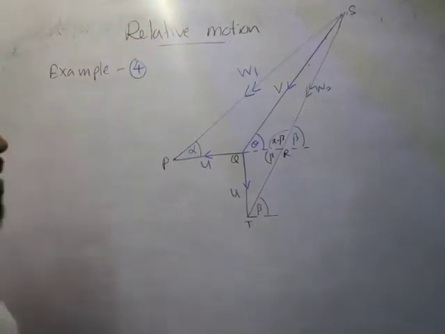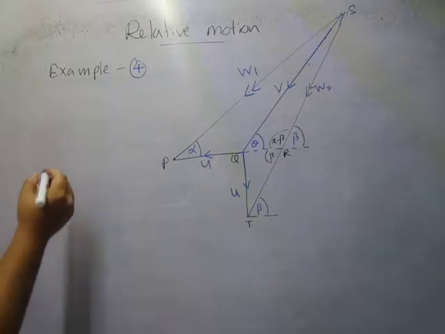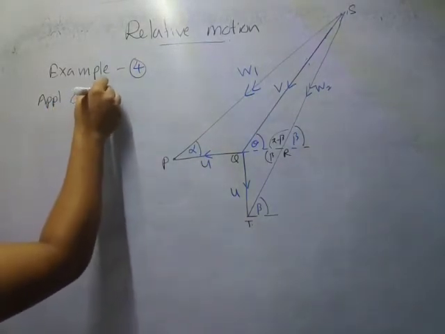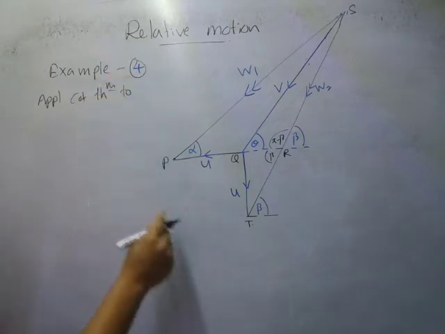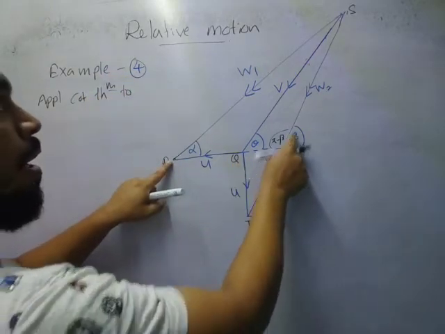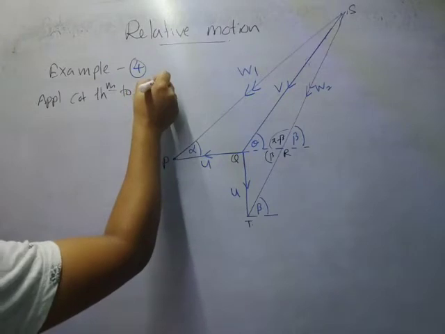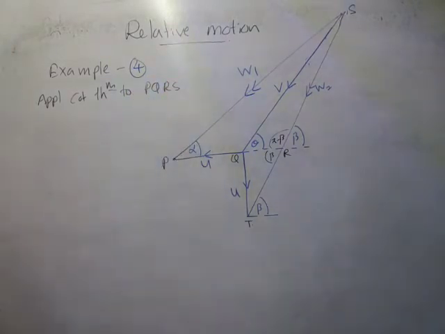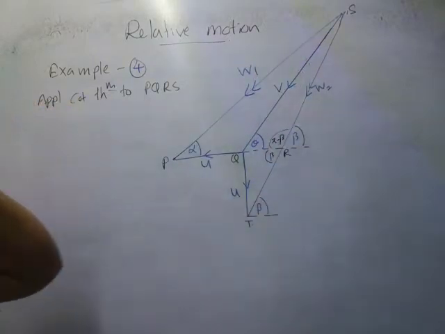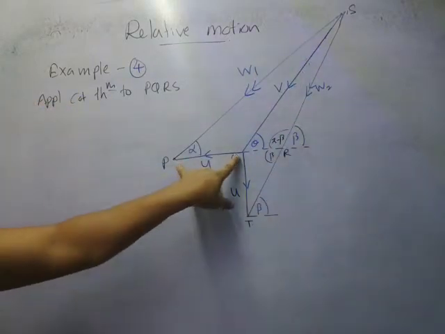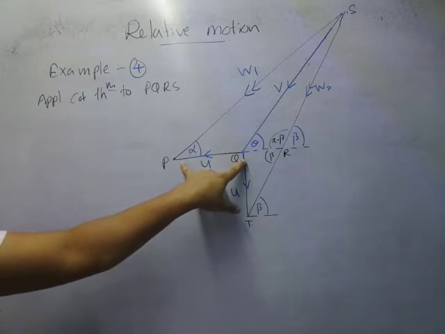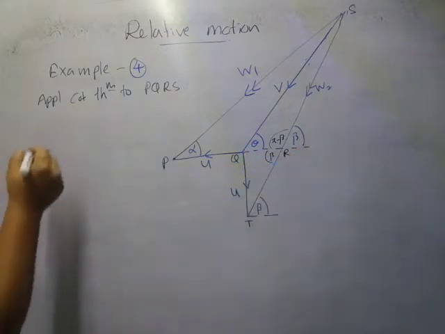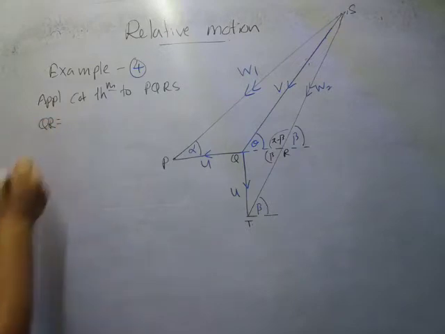Right. So now you can see that. Apply Cot theorem to PQRS. PQRS වලට Cot theorem එක ගන්න. So here we have this side. So මේ PQ දන්නවා already known. QR is not known. What is QR? QR එක calculate කරන්න පුළුවන්.